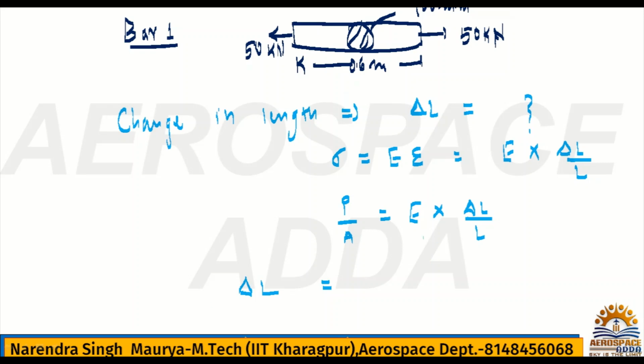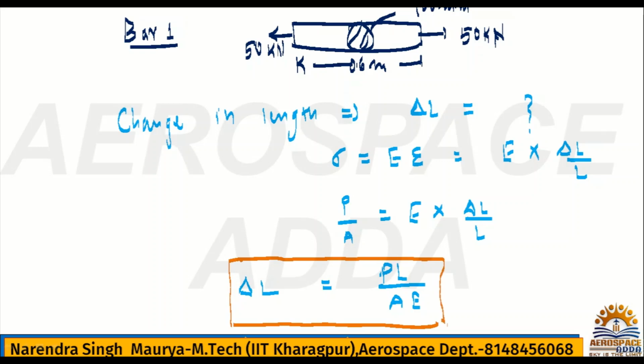Now delta L, the change in length, is nothing but PL divided by AE. This will be my formula for the change in length. You always remember. In short, here I have derived it, but it should always be on your tip. Once change in length comes up, immediately this formula should come to your mind.